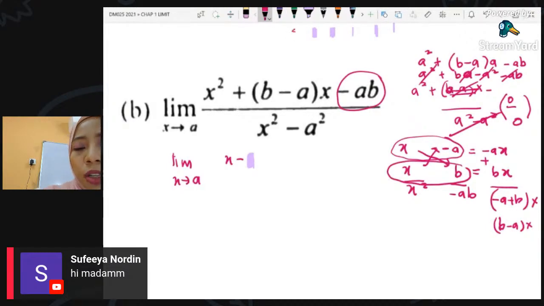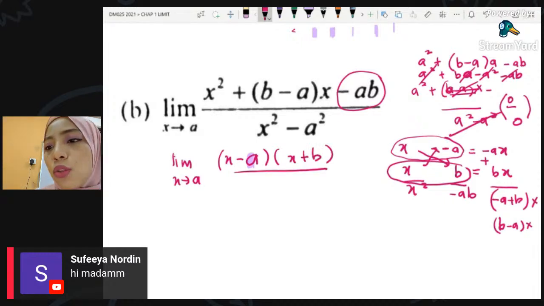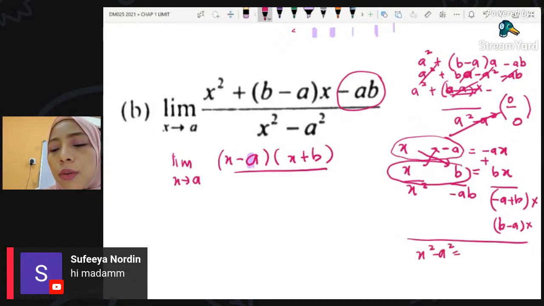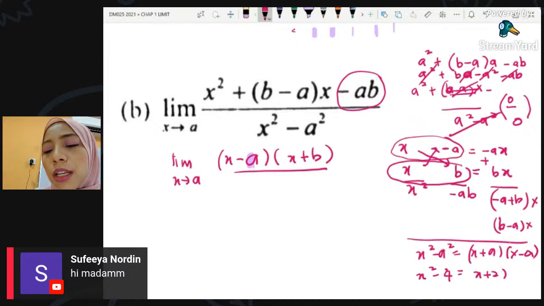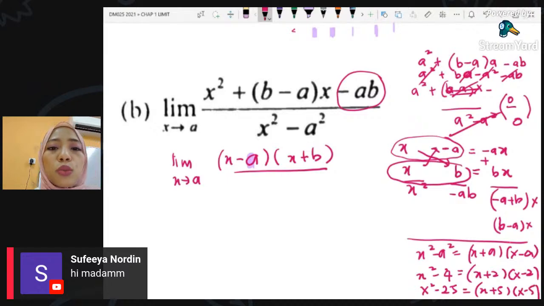Alright, there you go. So x minus a, x plus b over, what do we do when we have x squared minus a squared? How are we going to factorize? x plus a, x minus a, right? At this stage, you are all used to this. x squared minus 4, for example, is x plus 2, x minus 2. If given x squared minus 25, you may straight away factor x plus 5, x minus 5. I'm pretty sure that you have mastered this knowledge. x minus a, x plus a.